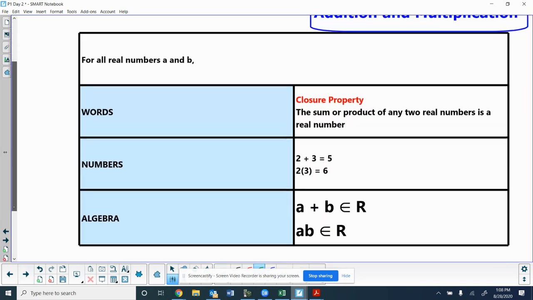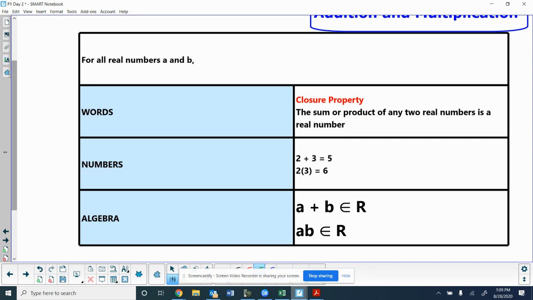Closure property, okay? The sum or product, addition or multiplication, of any two real numbers is a real number. So closure just means if I have types of numbers I'm doing operations with, add, subtract, multiply, divide, and I always get that same type of number, then that operation is closed for that set of numbers. In real numbers, we always get a real number when we add, subtract, multiply, or divide. Okay, so those, we're just doing addition and multiplication right here. But remember, this symbol means is an element of, and capital R means the real numbers.